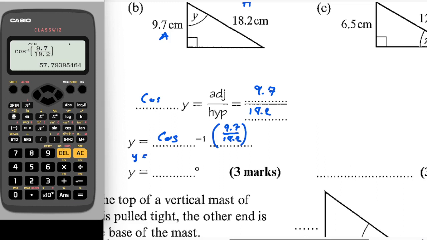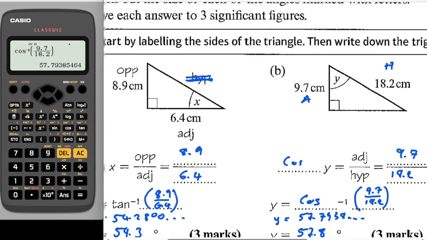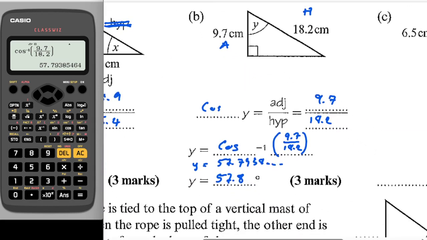Yep. So that's going to give me 57.7938 dot dot dot, and then rounded to three significant figures, that is going to be 57.8. I'm just double checking here. What did it ask for? Three significant figures. Yep.